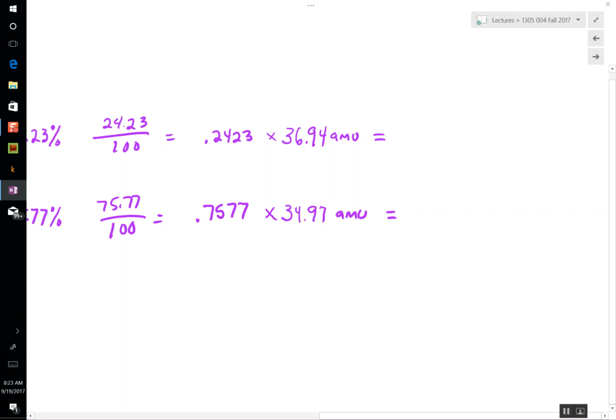So, okay, let's do the first one. 0.2423. Do I have them? I got the abundances right. All right, everything's right now. Times 36.94. So I would round this one off to 2 decimal places. 8.95. Yeah, that'd be good. Technically it's 8.951.